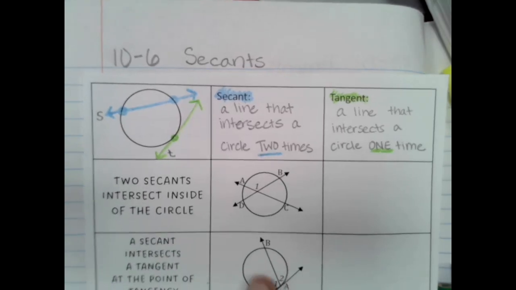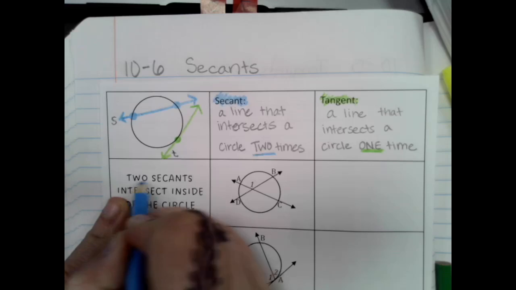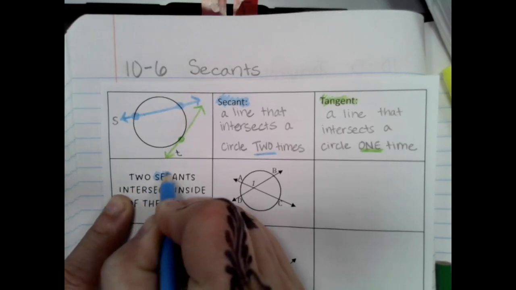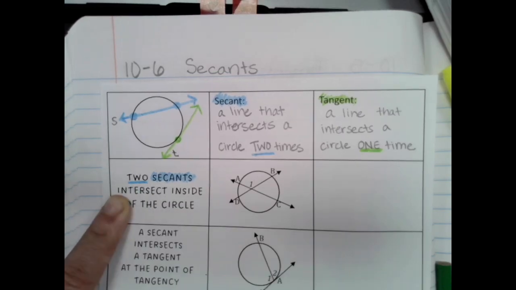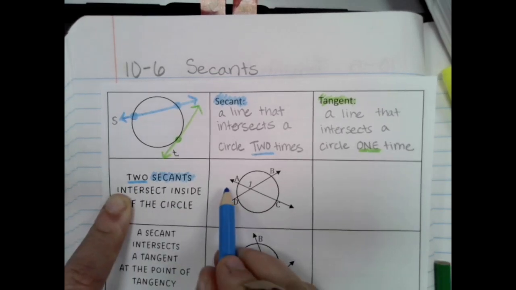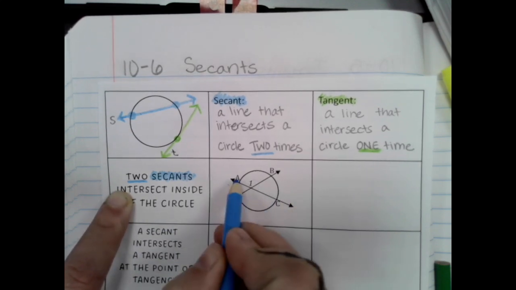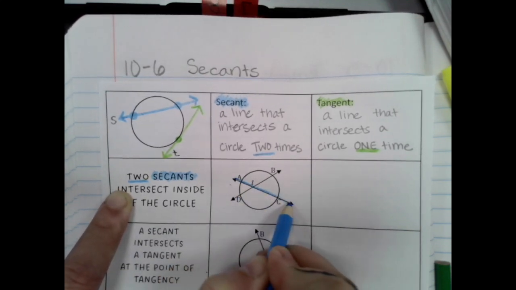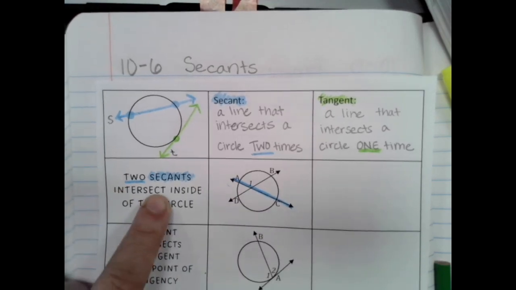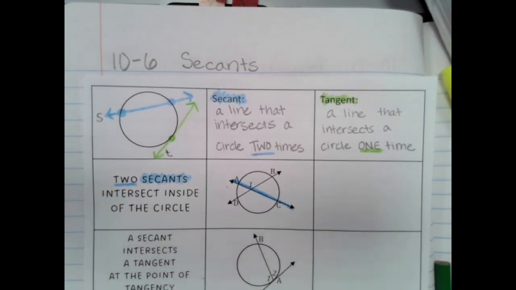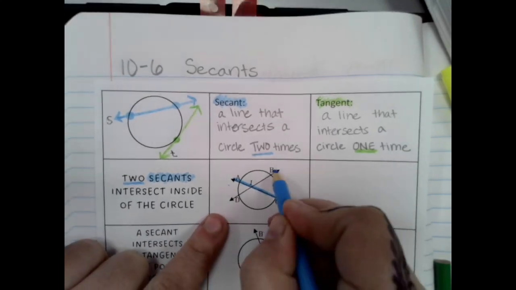Alright, so here we go. We're going to start by color coding these ones. It says 2 secants. So as we look at our 2 secants, I'm using blue for secants. 1 secant would be A to C. It's going through the circle. And then I have another secant. What's my other secant line? Good, B to D.